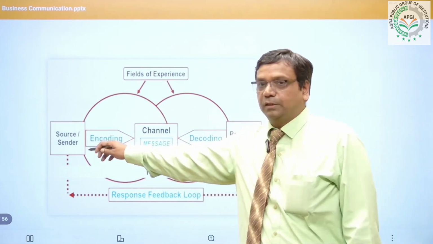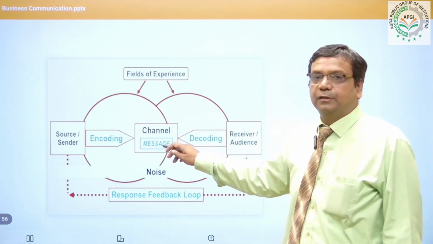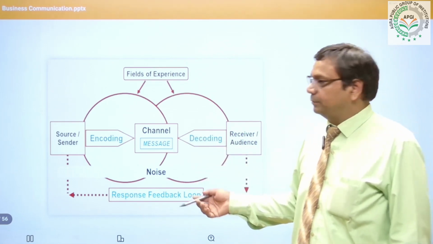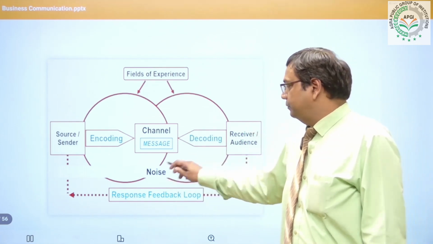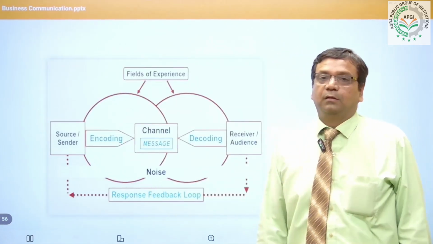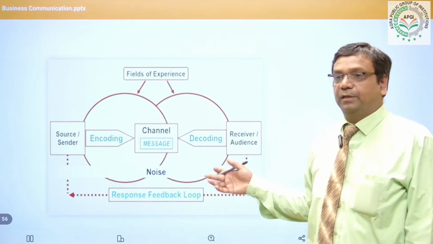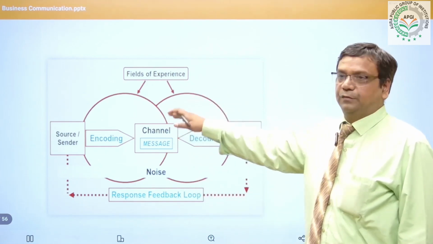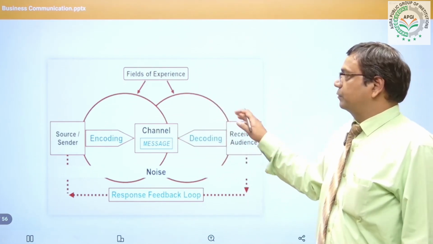We have a source, that is the sender. Then the message is encoded by the sender. Then a channel is used. The channel may be email, Facebook, WhatsApp or any other medium. Then the message is decoded by the receiver, and there is also a feedback channel. When there is some disturbance in communication, that is called noise. And these are the different fields of experience of different persons. This is the overall graph of our process of communication.